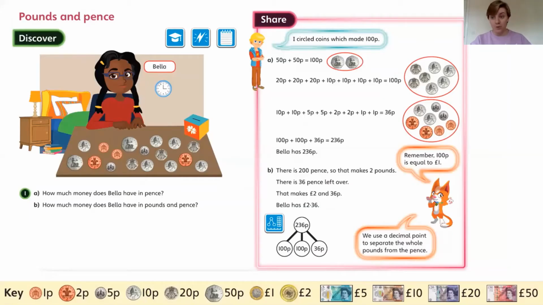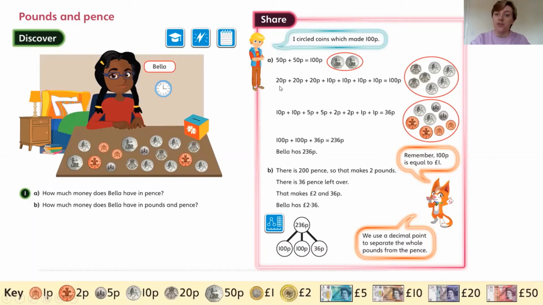Okay, so let's go through share. Our first question was, how much money does Bella have in pence? So what this boy decided to do was that he decided to circle the coins which he knew would make 100 pence. So he knows that 50p, add 50p, these two 50p's here, add together to make 100 pence.